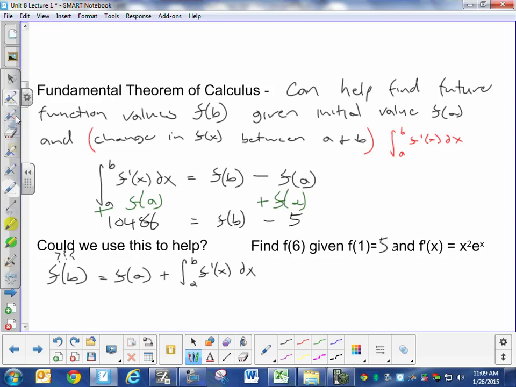So an unknown is equal to an initial or a known plus the change, which is the same as the area under f prime. Change of f, area under f prime.